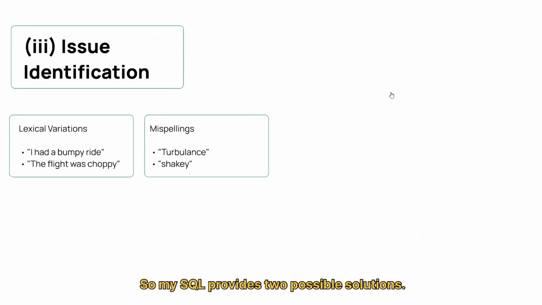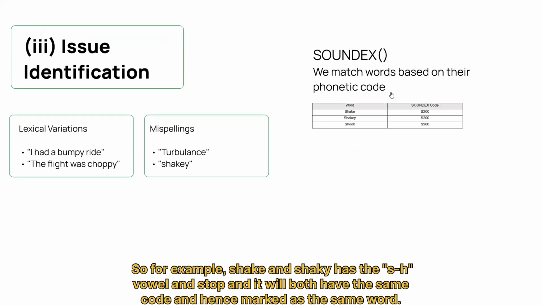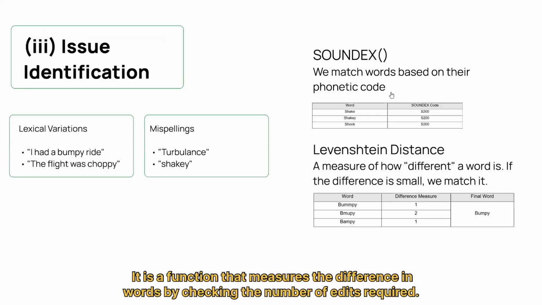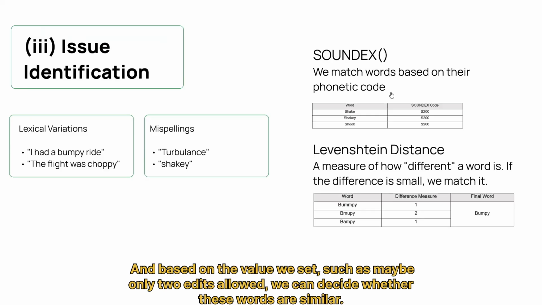So MySQL provides 2 possible solutions. Firstly, SoundX helps to match words based on phonetics, how they sound. So for example, shake and shaky has the SH vowel at the start, and they will both have the same code and hence marked as the same word. Next is the Levenshtein distance. It is a function that measures the difference in words by checking the number of edits required. So for example, in the first entry in this table, the table only requires 1 deletion of M. And based on the value we set, such as maybe only 2 edits allowed, we can decide on whether these words are similar.